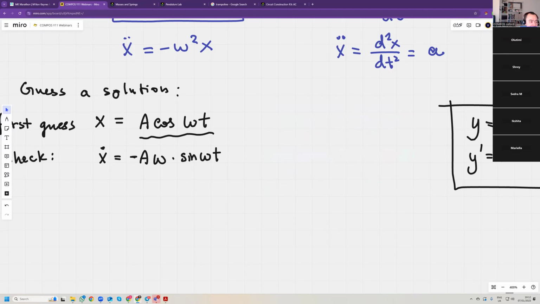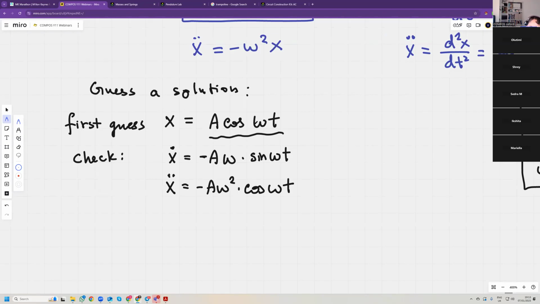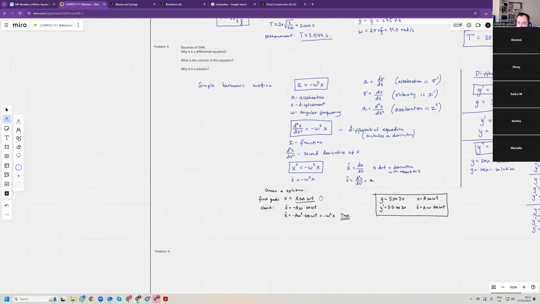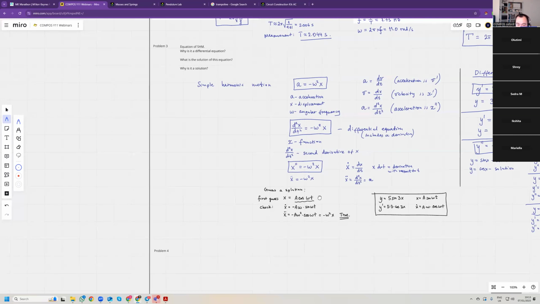Now I'm going to find the second derivative. I'm going to differentiate that. So minus a omega stays, and the derivative of this is omega, so omega squared times cos omega t. And as you can see, because x is a cos omega t, this is minus omega squared x. So true, it is a solution. So x double dot is minus omega squared x. Okay, this is a little bit mathematical because I haven't explained anything about this equation. What does this equation mean?